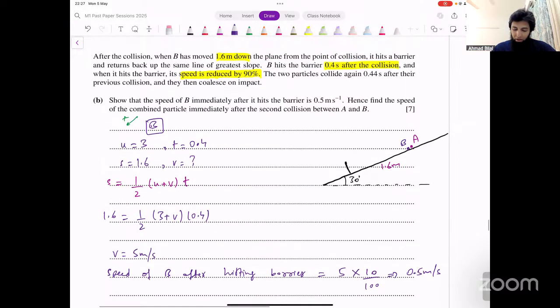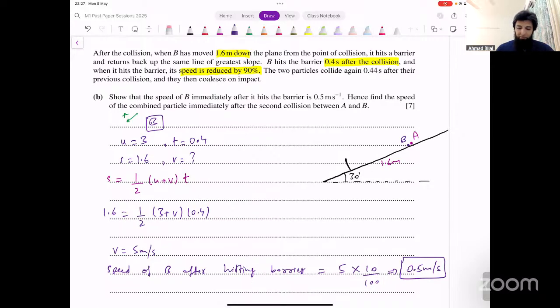Okay. All right. That was one thing that we had to show, and we have shown that. The next thing that you're asking for is: hence find the speed of the combined particle immediately after the second collision between A and B. Now, after B hits this barrier, what happens after that? B goes back in this direction. A is coming down. While B was going towards the barrier earlier, A has already traveled some distance in the downward direction. How much distance has it traveled until this point? Can we figure that out?